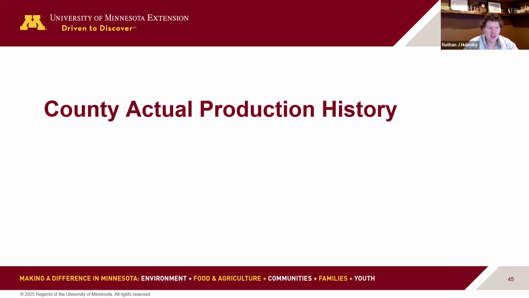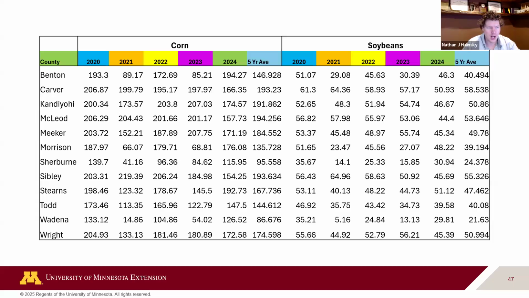I also want to highlight for farmers and landowners to use realistic county actual production history. So this is yields per acre. What is the expected yield on this field per acre, right? It's very easy for farmers to say, oh, I got 200 bushel corn, I got 60 bushel soybeans. Well, those nice round numbers don't always actually happen in reality.